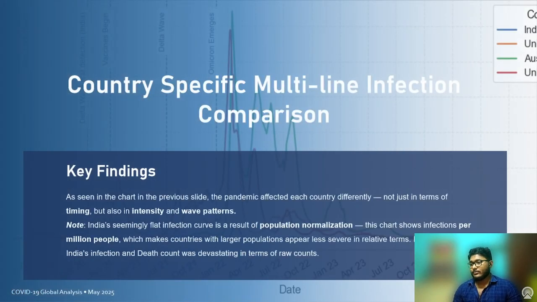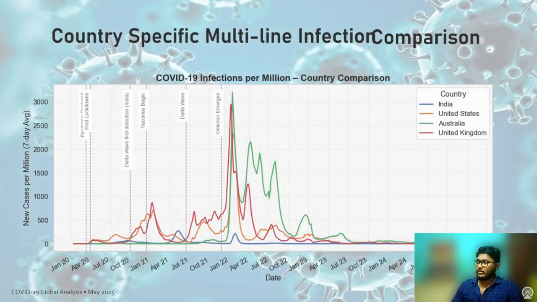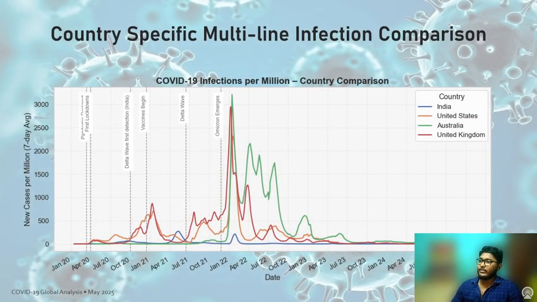Now, if we move forward, there is a country-specific multi-line infection comparison. Now, what is it? Here we compare the infection trend of 4 countries: India, the United States, Australia, and the United Kingdom, all normalized by population by using per million values instead of the actual number. Now we can immediately notice how the timing and the intensity of waves varied dramatically.